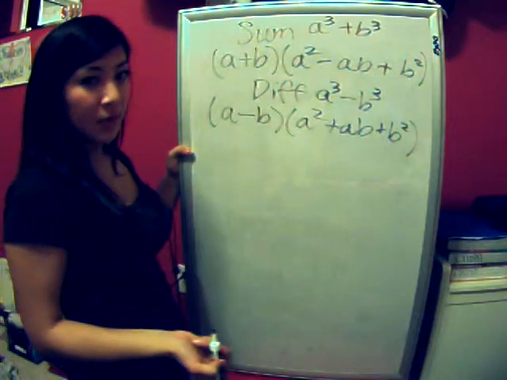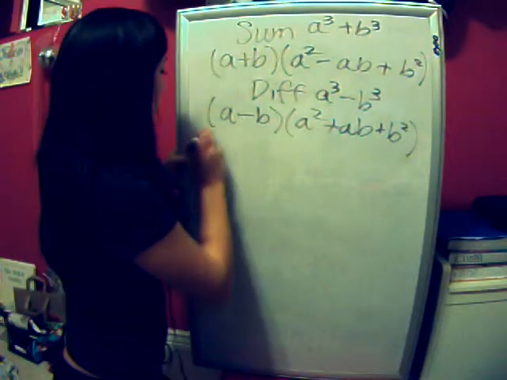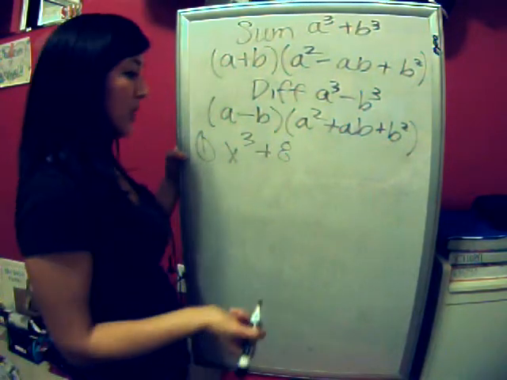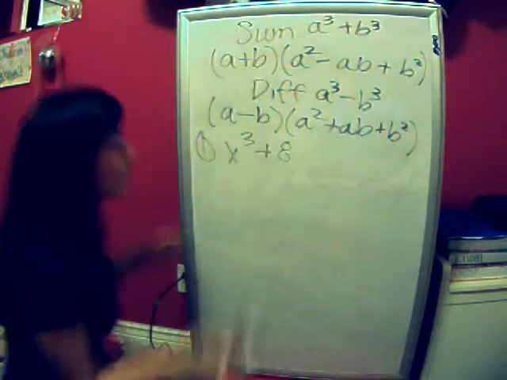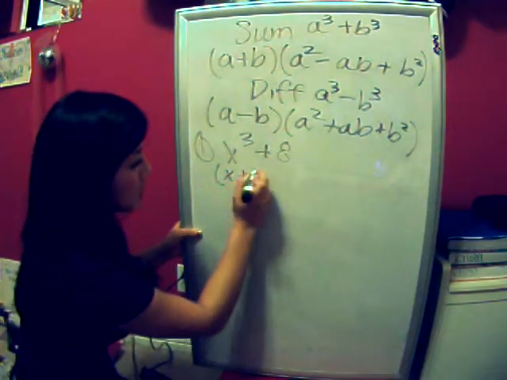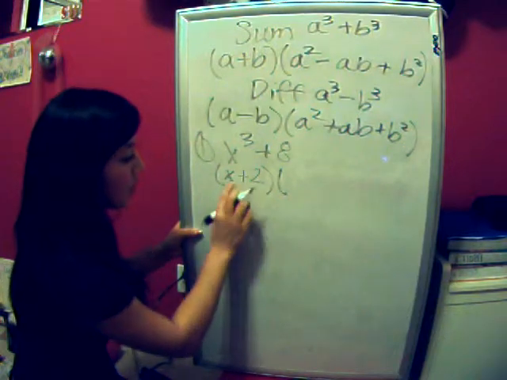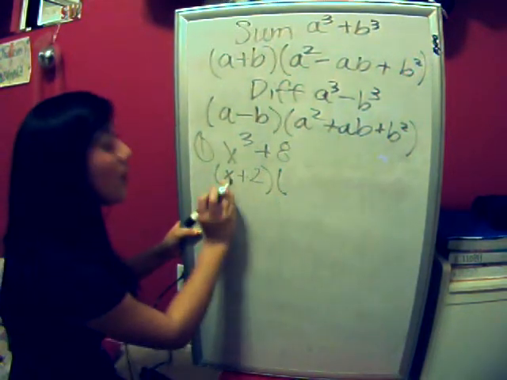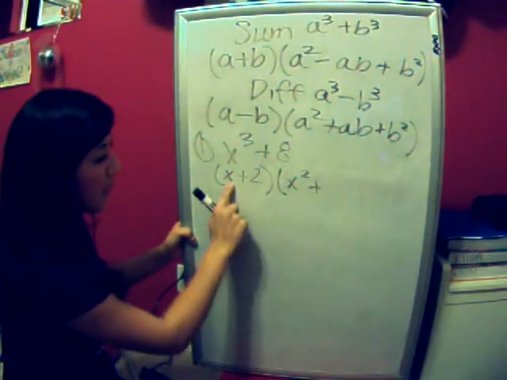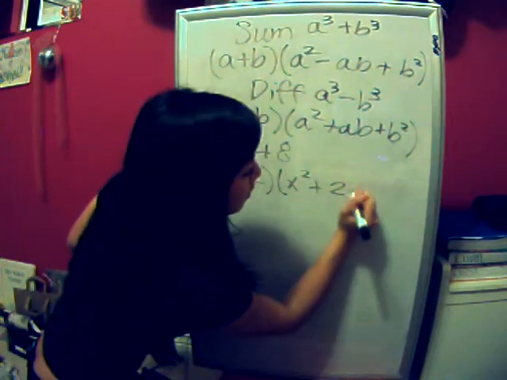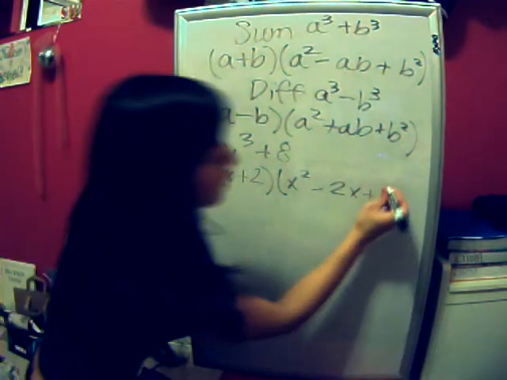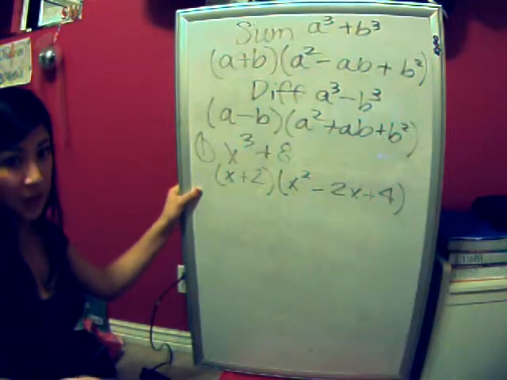So the first example that I have for the sum is x cubed plus 8. They both can be cube rooted, so you can solve it easily, which would just be x plus 2. Then this is a and this is b, so x would have to be squared, and then you multiply x and 2 and get 2x, and then you square the 2 and you get 4, and then there's the complete answer.